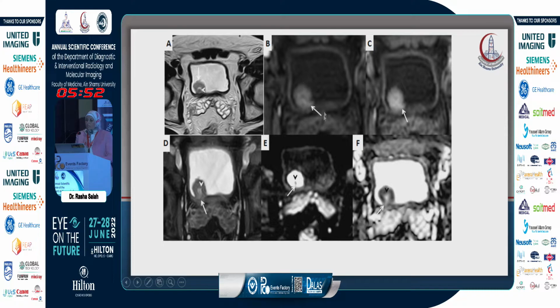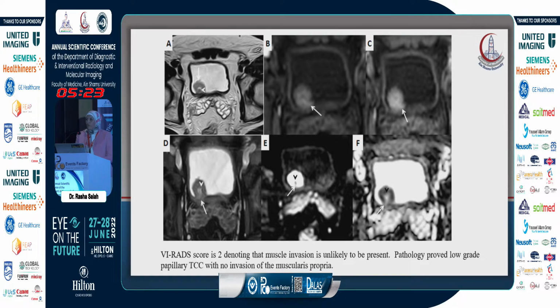When we look for the early dynamic study, the lesion is early enhancing with persistent enhancement on the delayed image. And on the delayed post-contrast study, we can see that the lesion shows the washout. And here, the diffusion and the ADC, we can see a small pedicle located over here in the diffusion with non-restriction, and it was confirmed on the ADC, and this is known as the inchworm sign, and the final score was VI-RADS 2, and it was confirmed by histopathology to be non-muscle invasive disease.